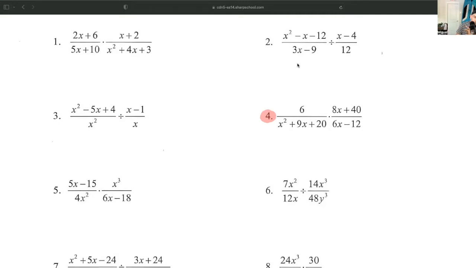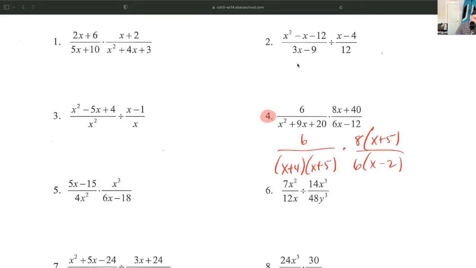So number 4, now we're just multiplying things out. Before I start multiplying this, I'm just going to go ahead and factor out what I can. So I have a 6 on top. On the bottom, x squared plus 9x plus 20. That's going to become x plus 4 times x plus 5, times, then factor out an 8: 8 times x plus 5. And on the bottom, let's factor out a 6: 6 times x minus 2.